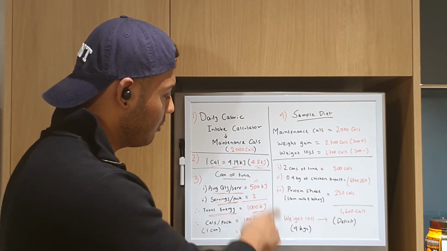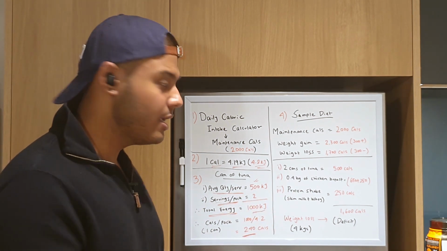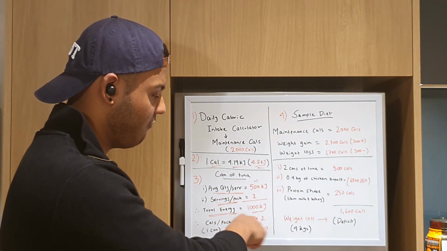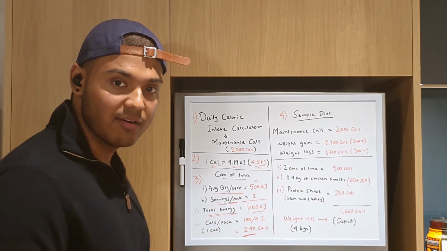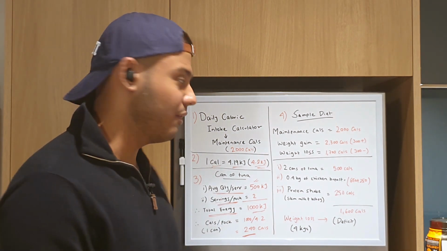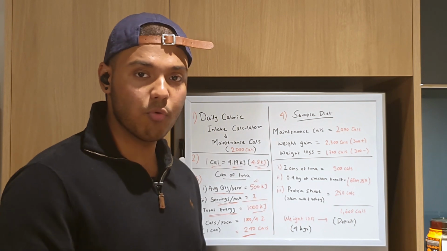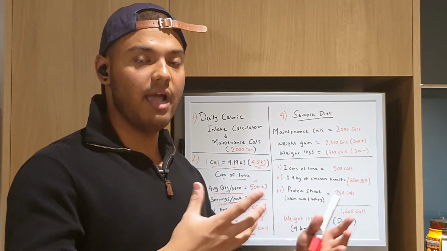Multiply them, and you'll get the total energy in kilojoules. Bring it down to calories by dividing it by 4.2, and you have 240 calories. Now that was easy.